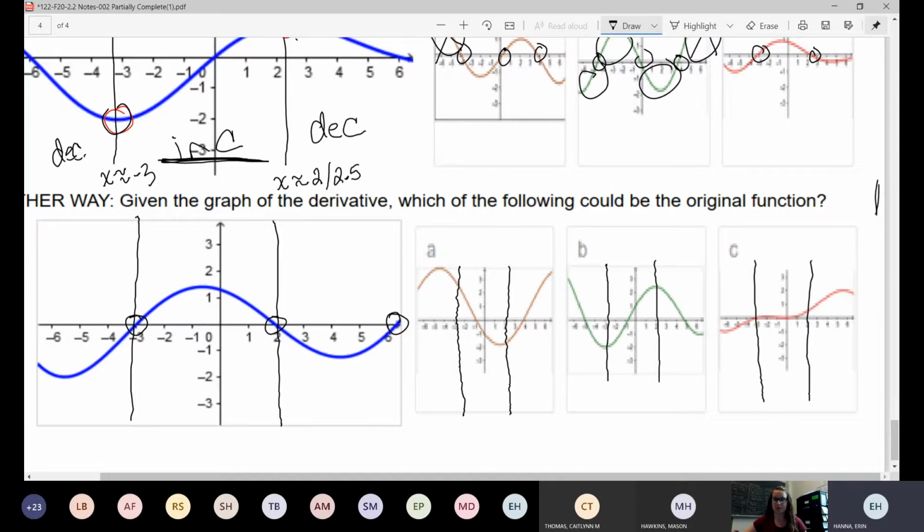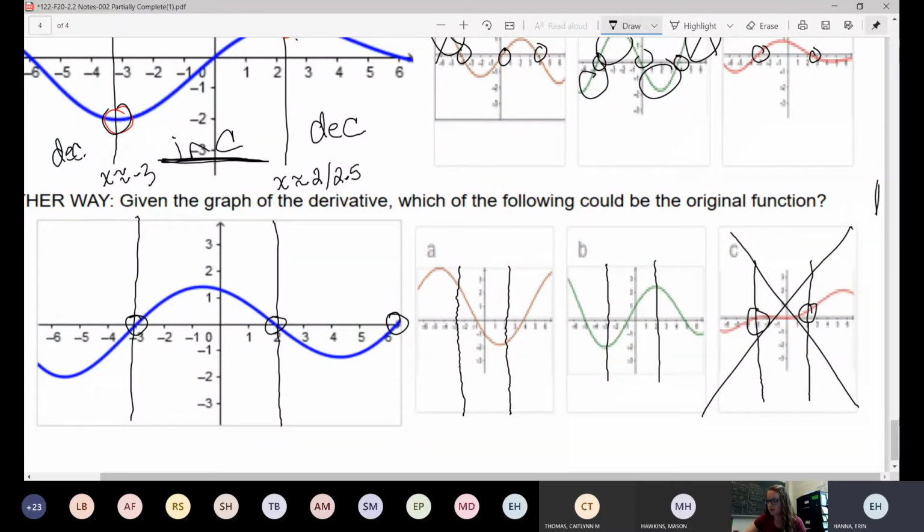B looks like a really good option because both of those lines that I drew definitely go through a maximum or a minimum. So that one looks like it's probably going to be the best bet. And then C, if I want this to be the original function, I would have had to have maxes and mins at these 2 points, but I don't at all, and they're nowhere even near that. So we can definitely cross C off, because anywhere that the derivative crosses the x-axis, I need a max or a min of the original function.